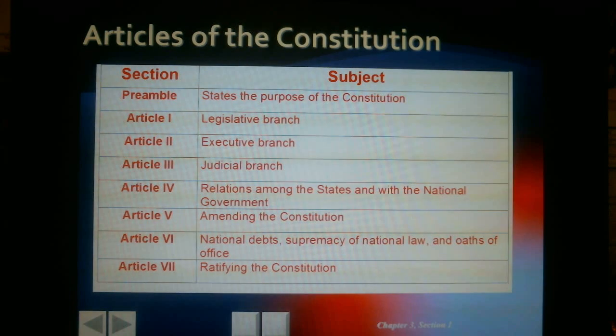Article 4 then gets into the relationship between the state and national government, and we're going to talk a little bit more about that when we get into the last part, your fourth video presentation on federalism. The fifth one we're going to talk about here now, which is the amending of the Constitution. How exactly do they go about changing the Constitution? We're going to go over that.